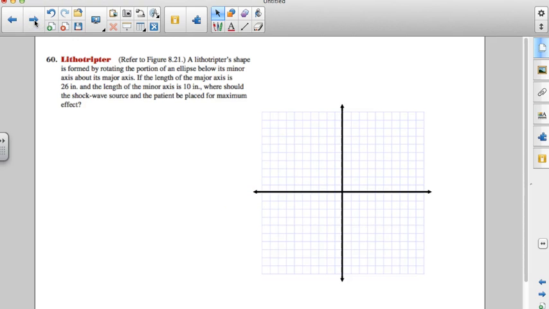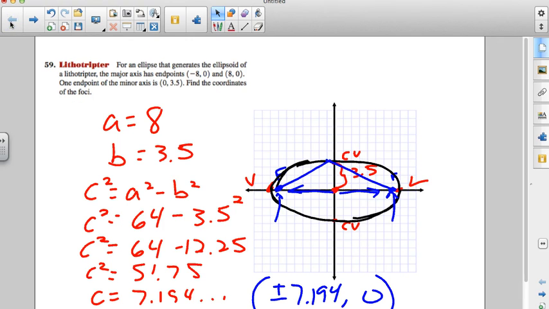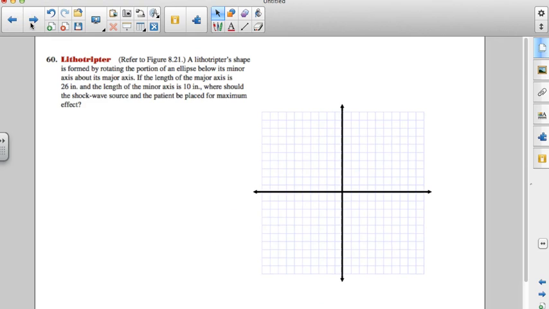Then number 60. Both of these were about lithotripters. I thought maybe I double copied that one. A lithotripter shape is formed by rotating the portion of an ellipse below its minor axis into its major axis. If the length of the major axis is 26 inches and the length of the minor axis is 10 inches, where should the shock wave source and the patient be placed for maximum effect? Oh, for goodness sake, this is really a lot like the last problem that we just did.